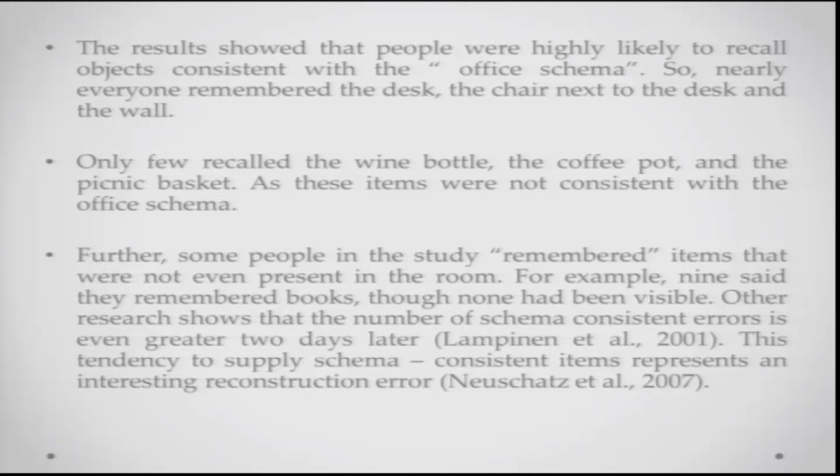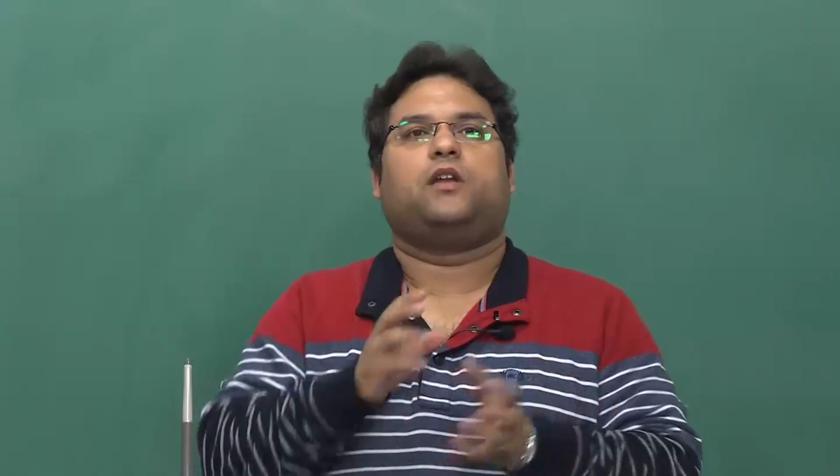So an interesting aspect of Brewer and Tyson's study was that some people in the study actually remembered items that were not even present in the room. For example, 9 people said that they remembered books, though there was no book. You can see here there is no book in this office. So this is again one of the examples of how schemas might interfere in your recollection.